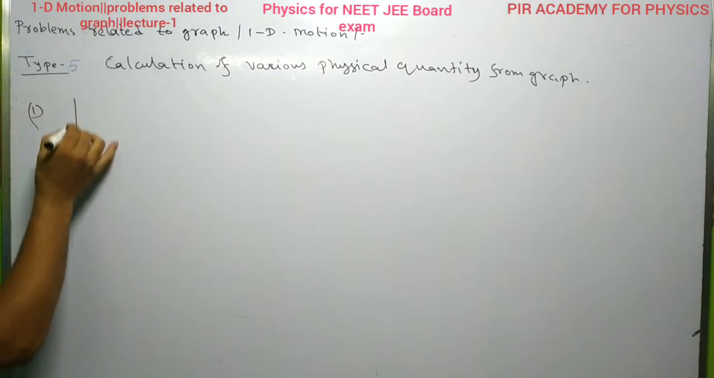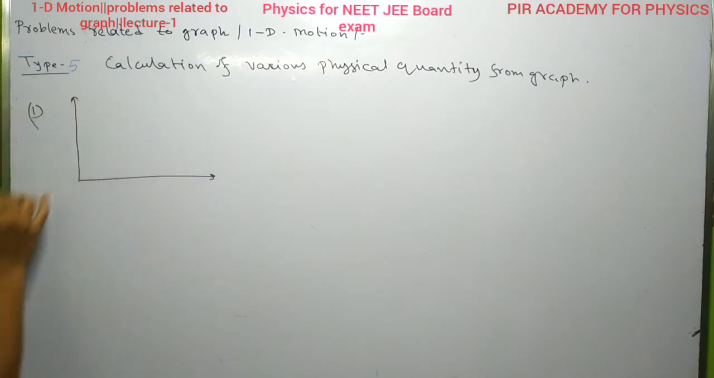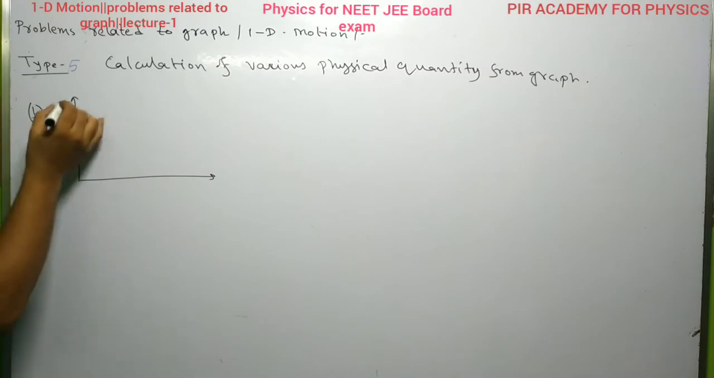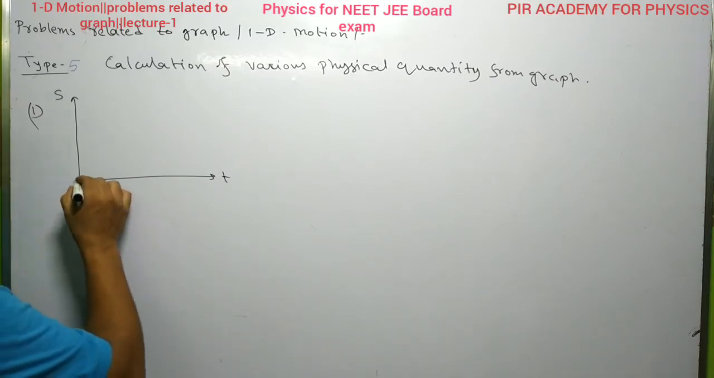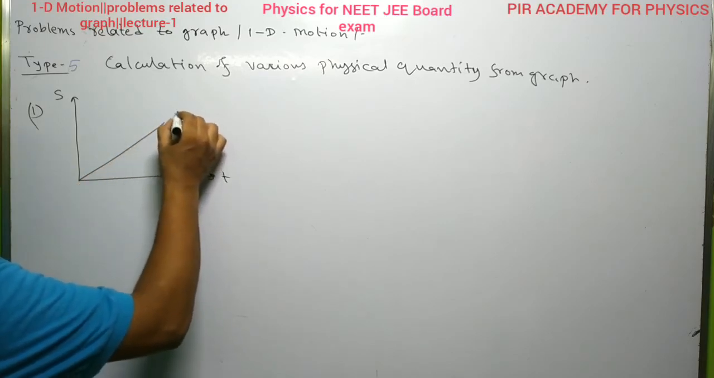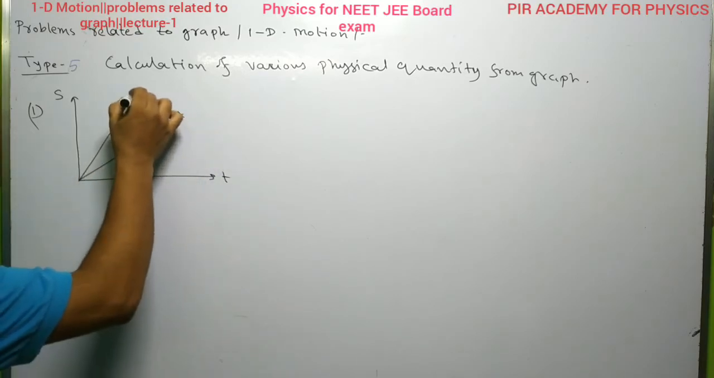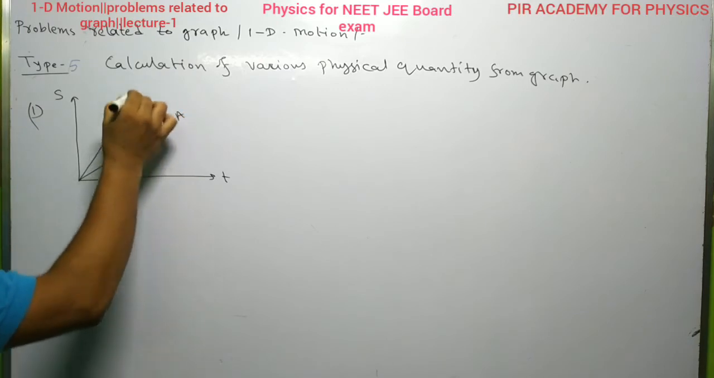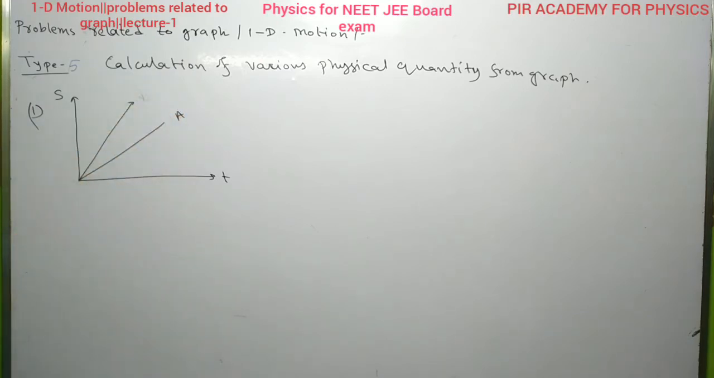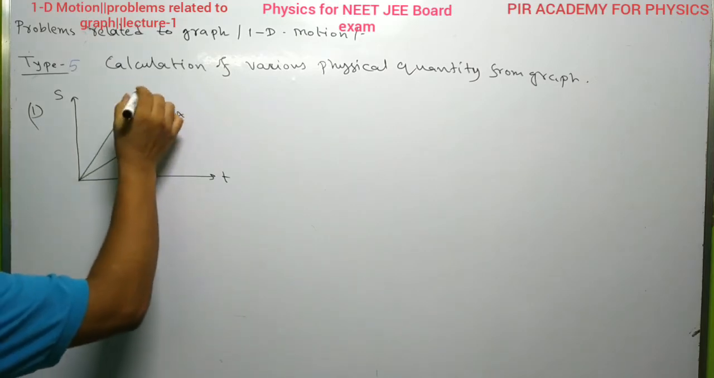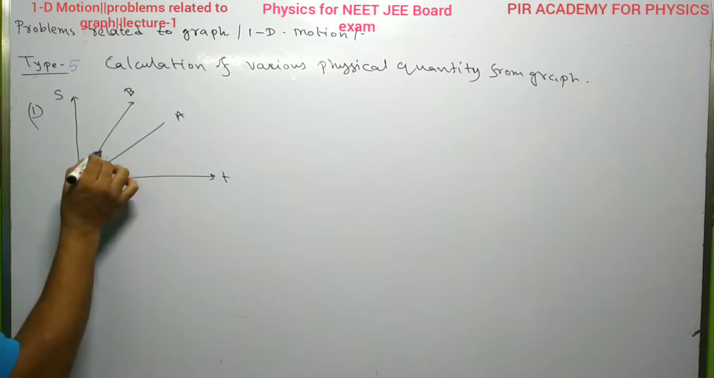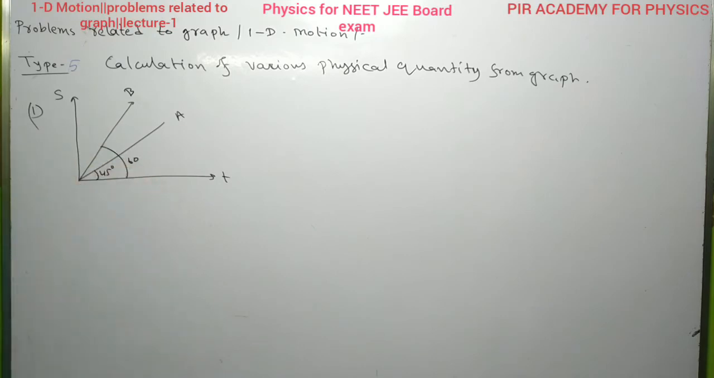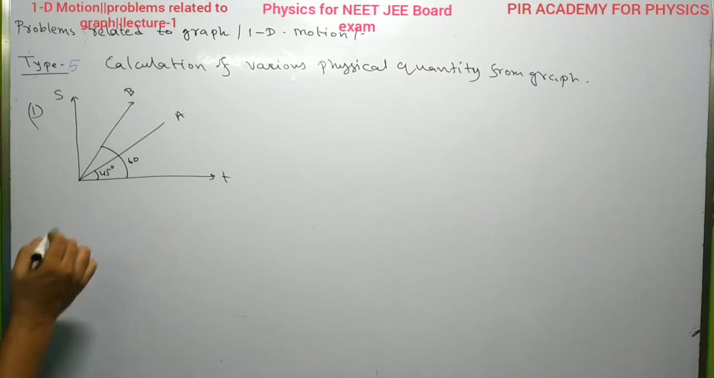Suppose this is displacement and this is time. If there is a graph of particle A and a graph of particle B, and this angle is 45 degrees and this angle is 60 degrees, you have to find out the velocity of A and the velocity of B.